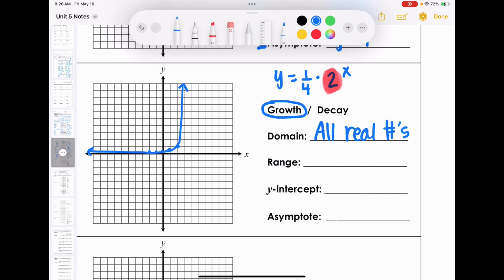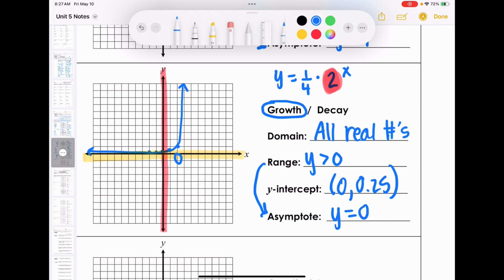Our range, okay, we're talking about our y values, and it never crosses this y value right here, which is at 0, so y is greater than 0. If I look over at my xy table where x is 0, I can find my y-intercept, which is 0, 0.25. And then my asymptote is the same thing as my range, just with an equal sign.